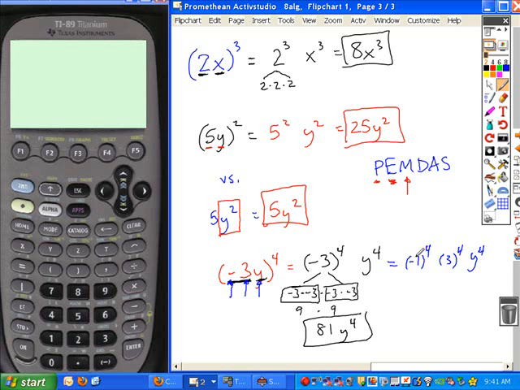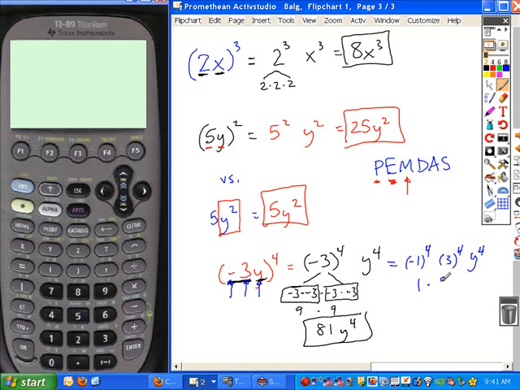A +1 to any power is 1. A -1 to an even power is 1. A -1 to an odd power would be -1. It would stay negative. So here, -1 to the 4th is just a +1.